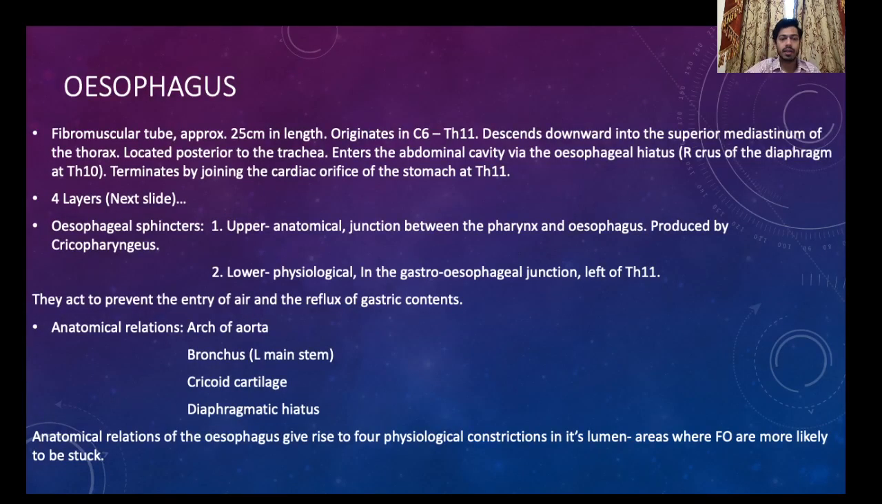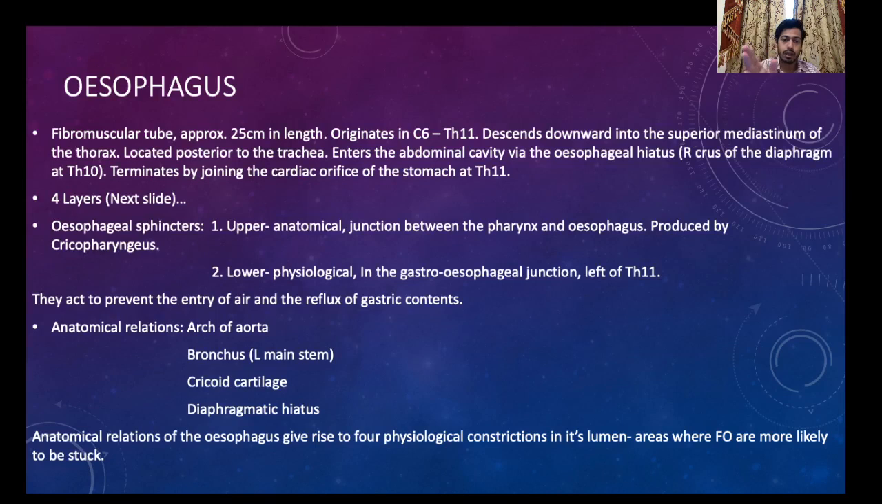So the esophagus is a fibromuscular tube. It's roughly 25 centimeters in length, just reasonably long, and originates at the C6 vertebra and extends all the way down to TH11. Really TH10, but you'll understand why. The anatomical pathway that it follows is that it descends downwards from the oral cavity into the superior mediastinum of the thorax, and it's located posterior to the trachea, and its entry point into the abdominal cavity is the esophageal hiatus, and it's roughly at the level of TH10.